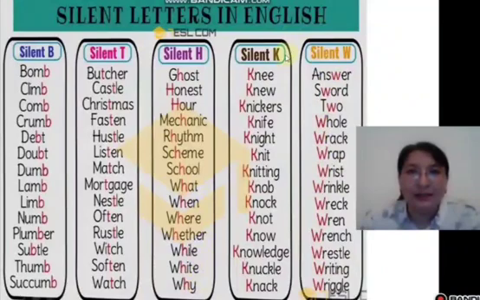The fourth silent letter is K. Knee, knew, knickers, knife, knight, knit, knitting, knob, knock, knot, know, knowledge, knuckle, and neck. The last silent letter is W. Answer, sword, two, whole, wrap, wrist, wrinkle, wreck, wren, wrench, wrestle, writing, and wriggle.